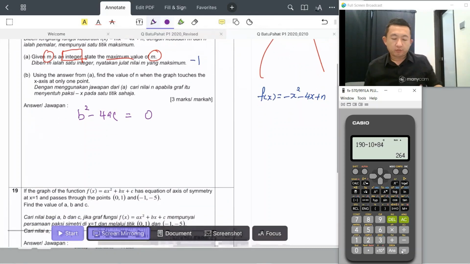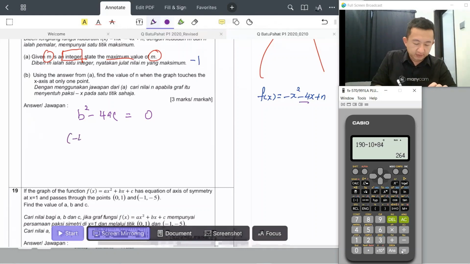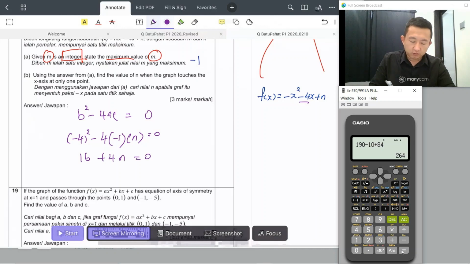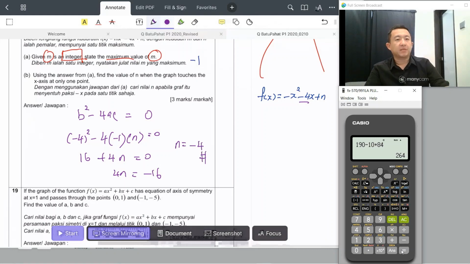Now we put in, what is the b here? The b is negative 4. So negative 4 squared minus 4, a is negative 1, c is n, equals 0. 16 plus 4n equals 0. 4n equals negative 16 and n equals negative 4. Okay, that is the value for n.